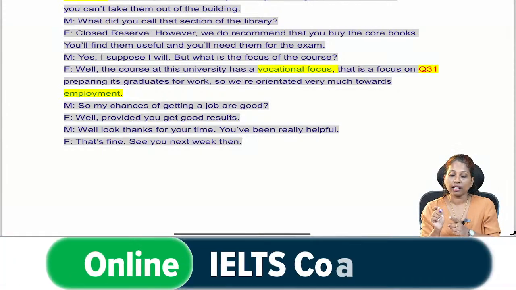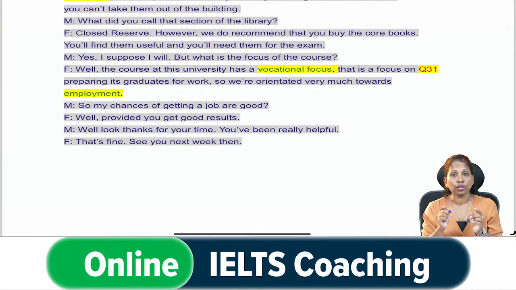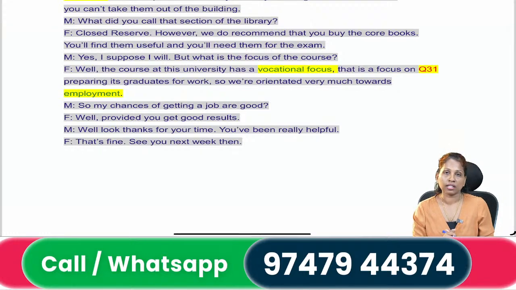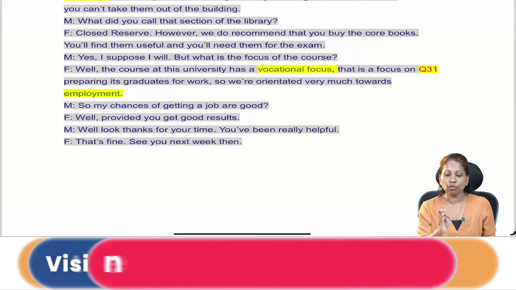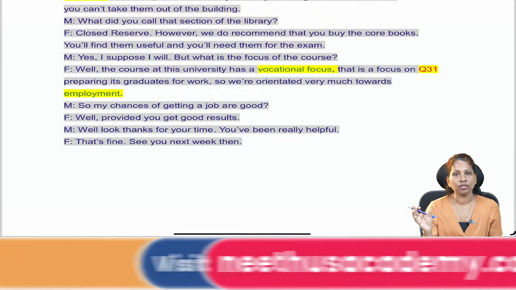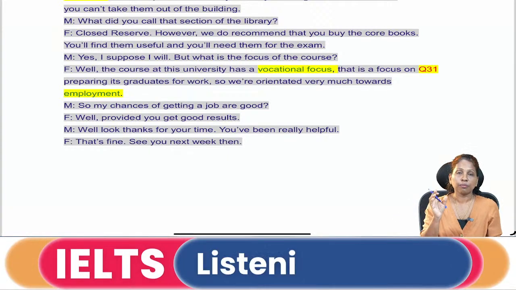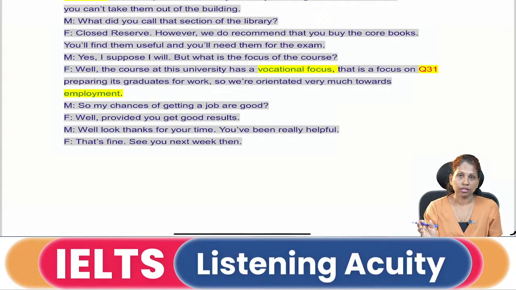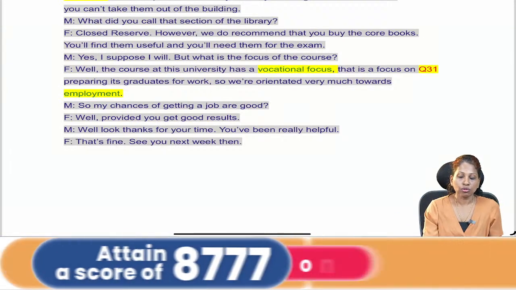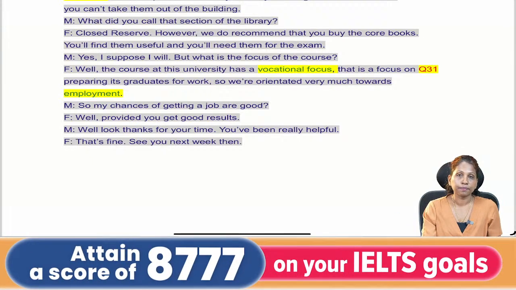So we are oriented towards what, employment. So you can also write focus on employment. Either way you can write this answer, because they are both synonymous, right. So you can write it has got a vocational focus, that is a better answer. You can just write vocational, focus on vocational, because it is connected to employment. Okay, you can write focus on employment. Both can be your correct answers.